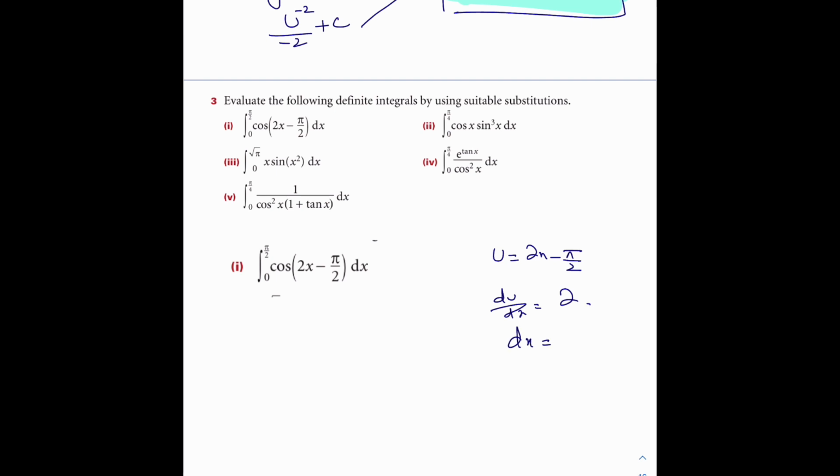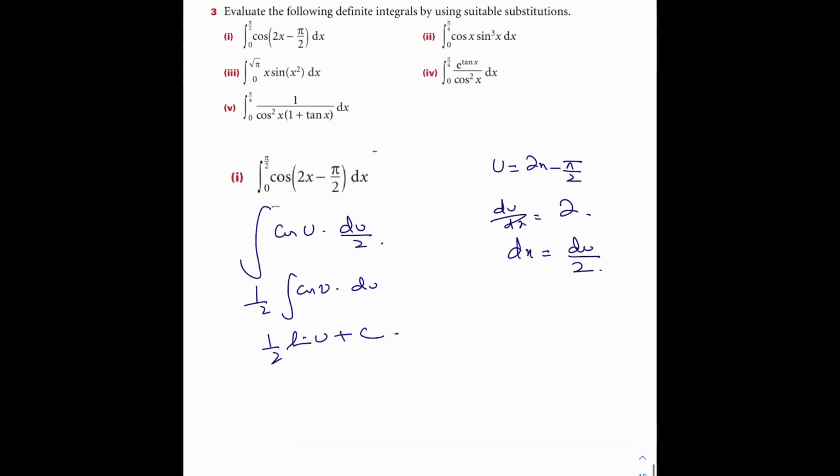So dx is du upon 2. Okay, so I'm writing cos of u, and in place of dx I'm writing du upon 2. So 1 upon 2 I'm taking out as a constant. I'm supposed to integrate cos of u now. Integration of cos u is sin u. So half sin of u plus c. Okay. Now, not plus c, because I have to apply the boundaries now.